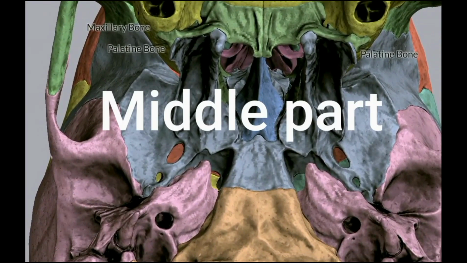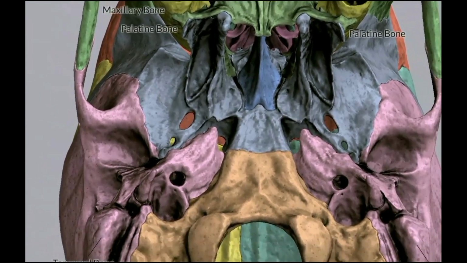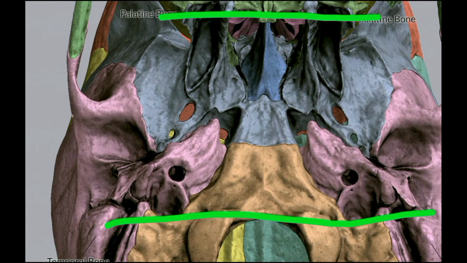Hi friends, now we will see the middle part of the Norma basalis. In the last video we have seen the anterior part. Now we will see the middle part. As I told you, the middle part extends between the posterior margin of the hard palate to the imaginary line going in front of the anterior margin of foramen magnum.